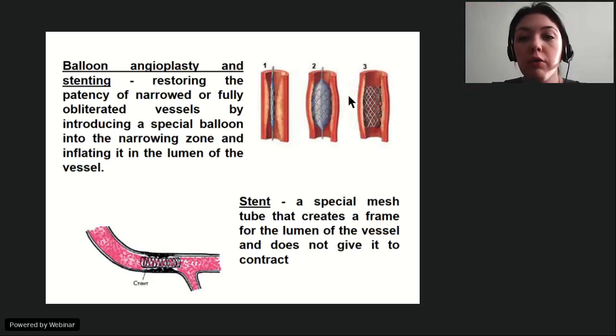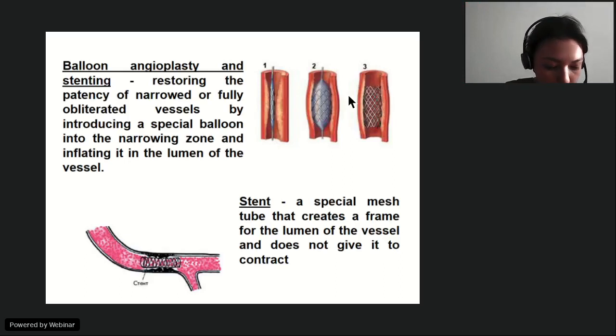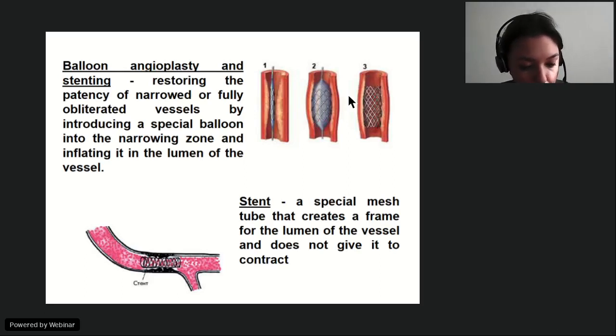And certainly it's not very efficient, because yes, it will be dilated a little bit, but mainly after the removal of the balloon, it will be constricted again. Usually this balloon angioplasty also goes together with stenting. So a stent is a special mesh tube that creates a frame for the lumen of the vessel and does not let it contract.